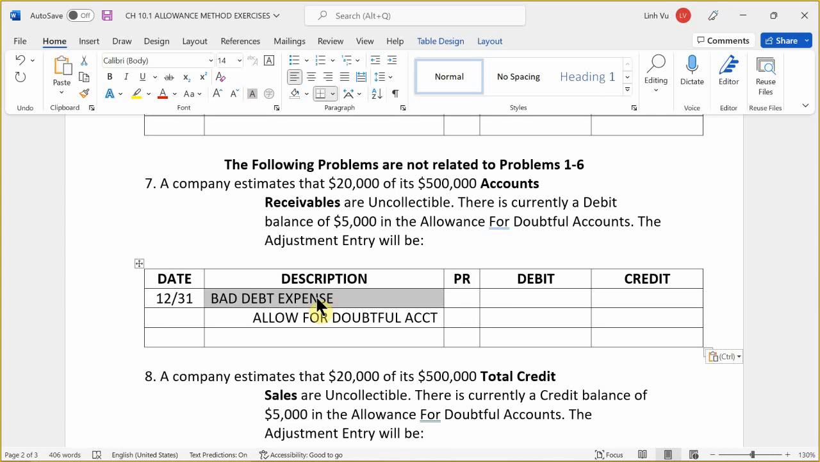No. So right now, your allowance for doubtful accounts, you're on the left side. You have a debit balance. So remember, imagine a number line. If you're on the left side, 5,000 units, how do you get to 0? You go to the right 5,000 units. Now you're at 0. How many more do you need to get to 20,000?